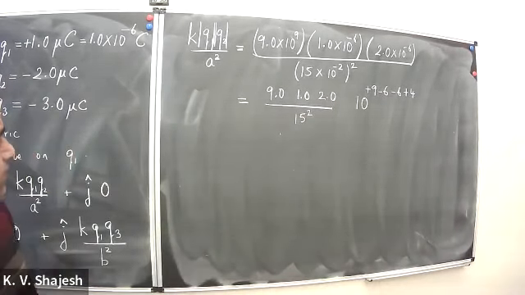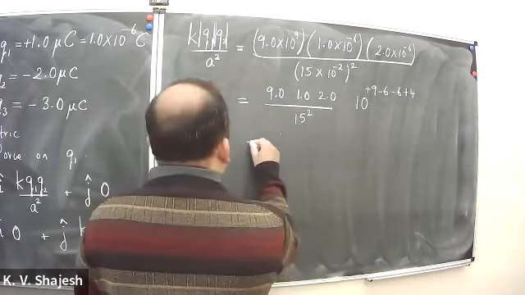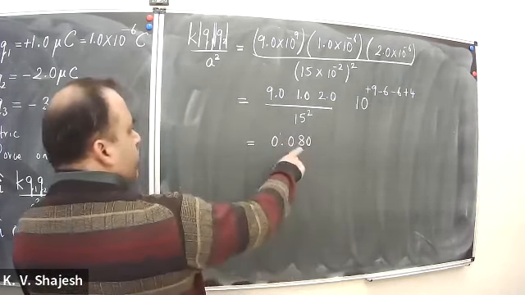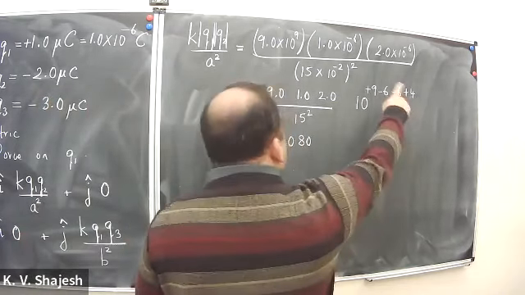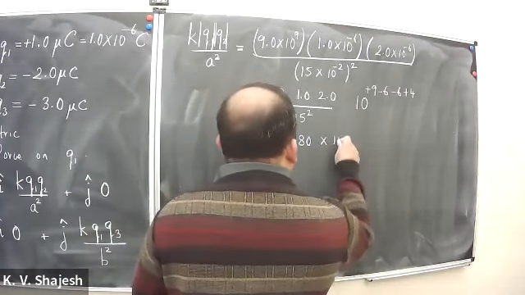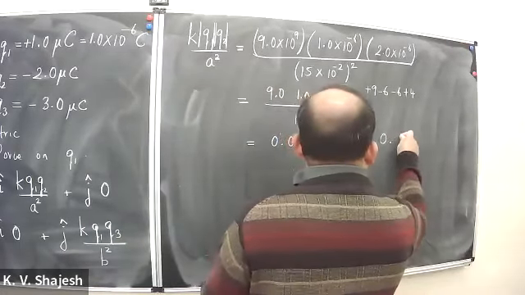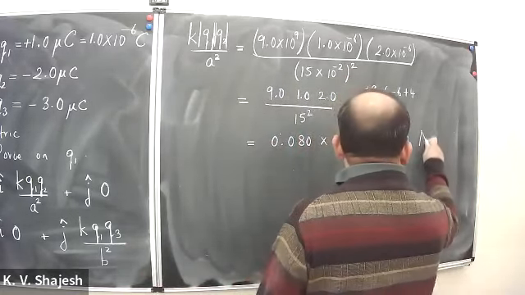So that's 9 into 10 to the 18 divided by 15 squared, and that's 0.08. Since I need two significant digits, I put a 0 at the end. And this is 9 plus 4, 13, 13 minus 12, so that's 1, right? So that's 10 into 10 raised to 1. So that makes it 0.80 to 2 sig digits. This is in newtons, right? So this is newtons.